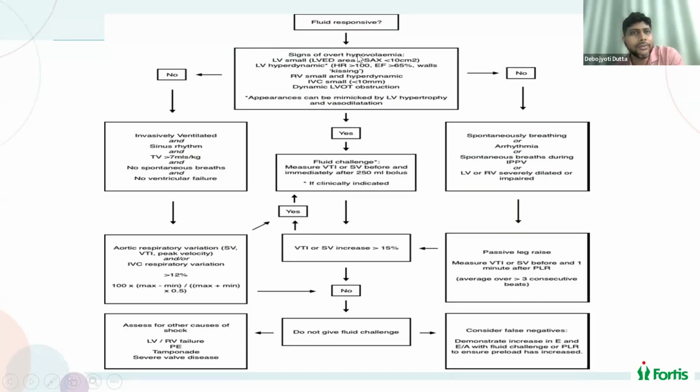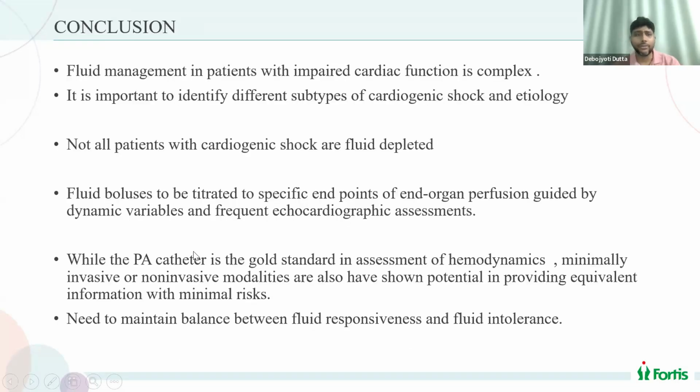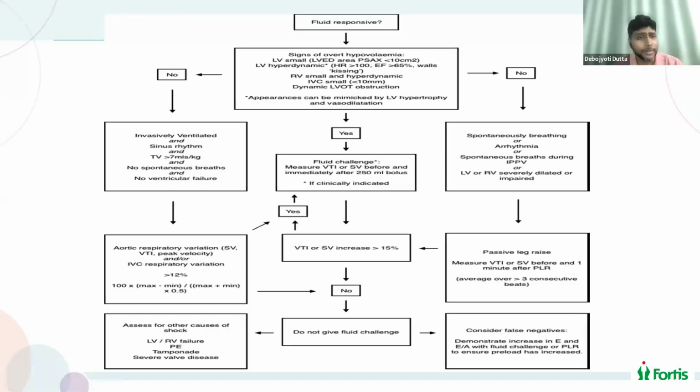So now we look for signs of overt hypovolemia, like small size LV, hyperdynamic LV, small RV, collapsing IVC, dynamic LVOT obstruction. If any of it is yes, we can give a fluid challenge and see the changes in stroke volume or pulse pressure with that. If it is no, and the patient is invasively ventilated, in sinus rhythm, with okay tidal volume, no spontaneous breathing, we should look for the dynamic variables that we discussed, like pulse pressure variation, stroke volume variation, IVC respiratory variation.